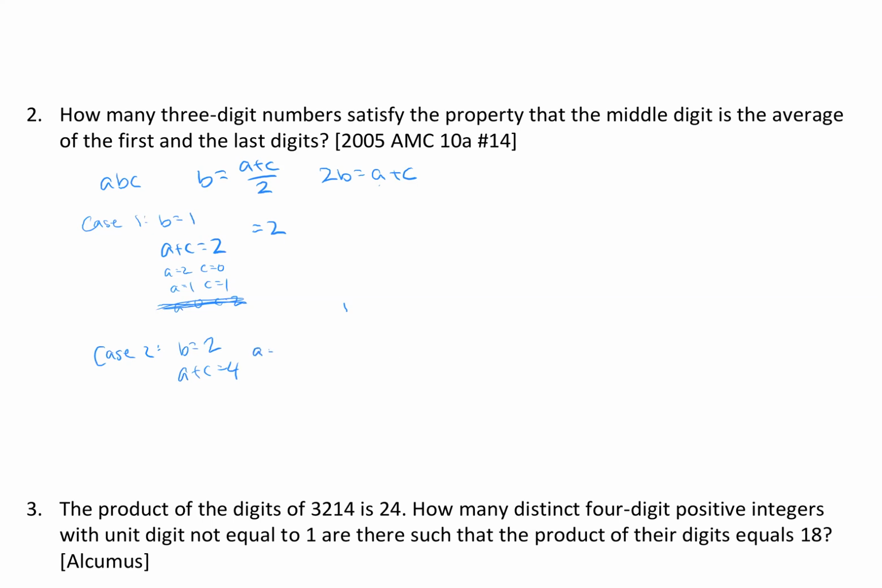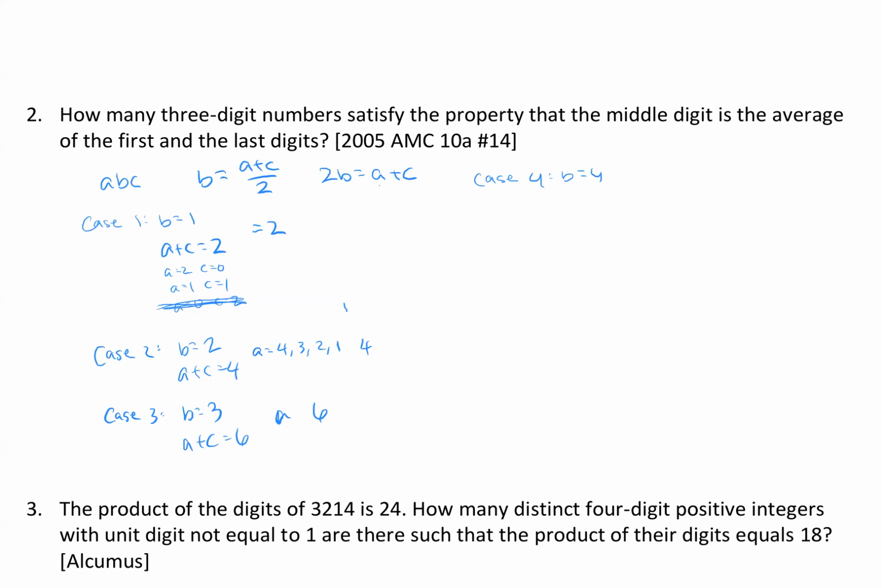A equals 4, 3, 2, or 1, so there's 4 numbers here. Okay, and then now we can go into the third case, which is when B equals 3. So A plus C equals 6. And then now there are just 6 numbers. And then we can go to case 4, B equals 4.